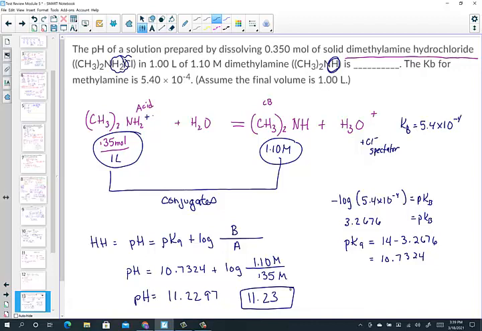Again, I don't think this is a tough problem once you understand it's nothing more than 2 conjugate pairs, but sometimes the big names and the big formulas kind of scare us a little bit. But focus on the nitrogen, letting you know that we have conjugate pairs between an NH2 plus and the NH. And that becomes a straightforward calculation using Henderson-Hasselbalch.